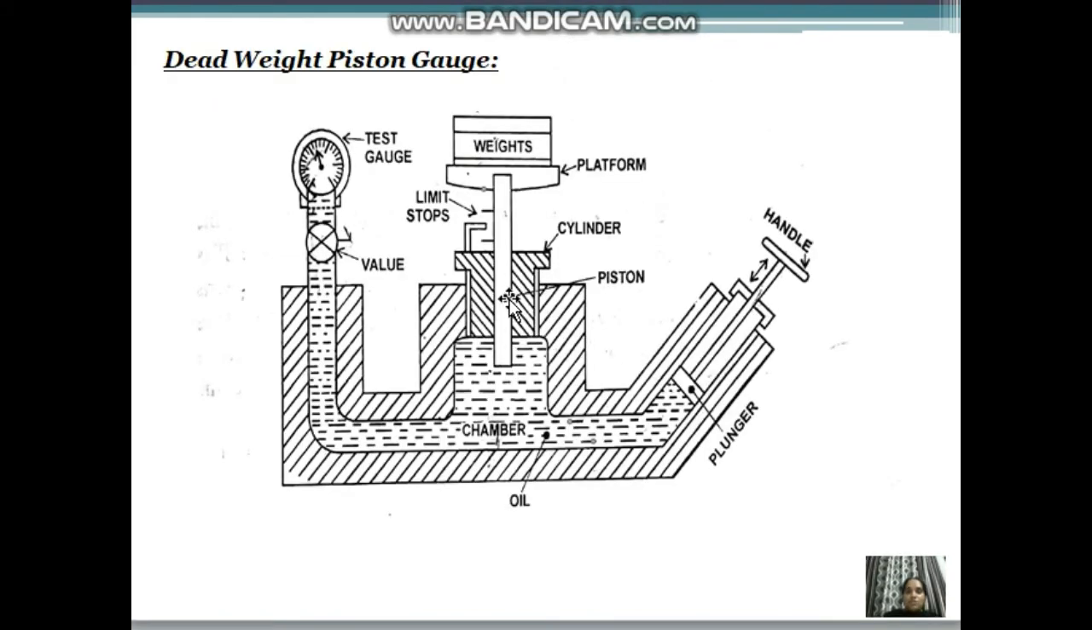So next we are going to see the dead weight piston gauge. This dead weight piston gauge is used not only for measurement of pressure but also to calibrate pressure measuring devices. Coming to the construction, there is a chamber filled with oil free of impurities, and a piston cylinder combination fitted above the chamber. The top portion of the piston is attached to a platform to carry weights. A plunger with a handle is provided to vary the pressure of the oil in the chamber. The pressure gauge to be tested is fitted at an appropriate place.